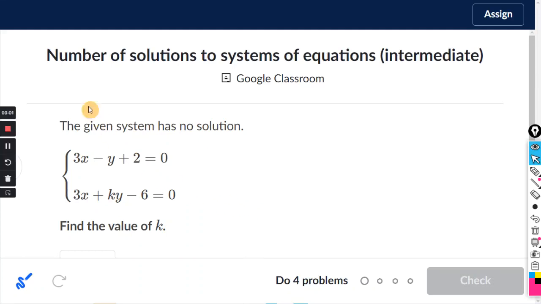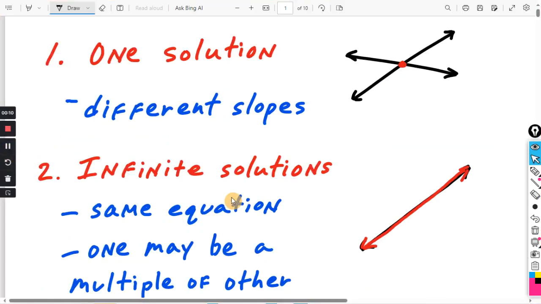This will be for the exercise, number of solutions to systems of equations intermediate. In this exercise, there are going to be 3 scenarios. The first one is one solution. The equations are going to have different slopes.